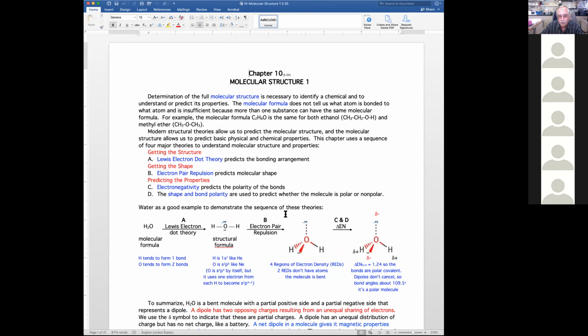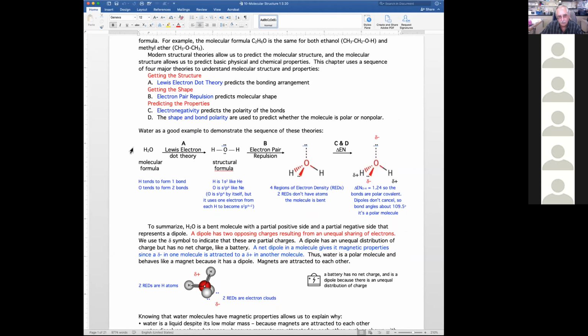So this first part right here is just an overview. We learn how to get the molecular formula into the structural formula. And then we said all electron pairs, whether they're bonding or non-bonding, repel one another, which ends up giving you the shape. So the shape of water is not tetrahedral, but actually bent. It's bent because of these non-bonding electron pairs.